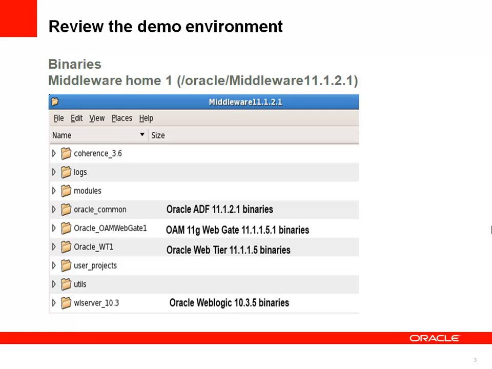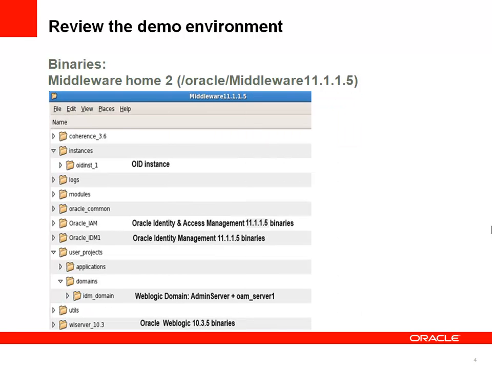It consists of a couple of Fusion Middleware homes, and the first home, as you might see, contains the binaries for the Oracle ADF 11.1.2.1 and WebLogic Server binaries as well. I have configured the domain named ADF_domain, and also in this middleware home I have the binaries for the web tier 11.1.1.5 and the Oracle Access Manager WebGate 11.1.1.5.1. I haven't configured the Oracle HTTP Server instance and WebGate instance as well. They will be configured as a part of my demo.